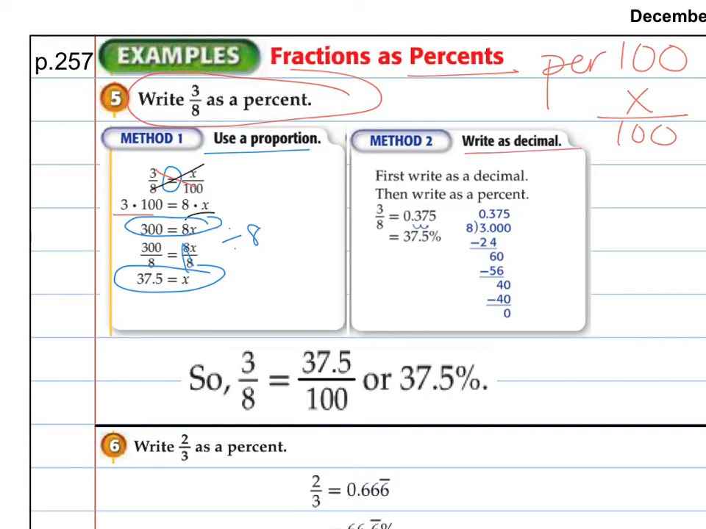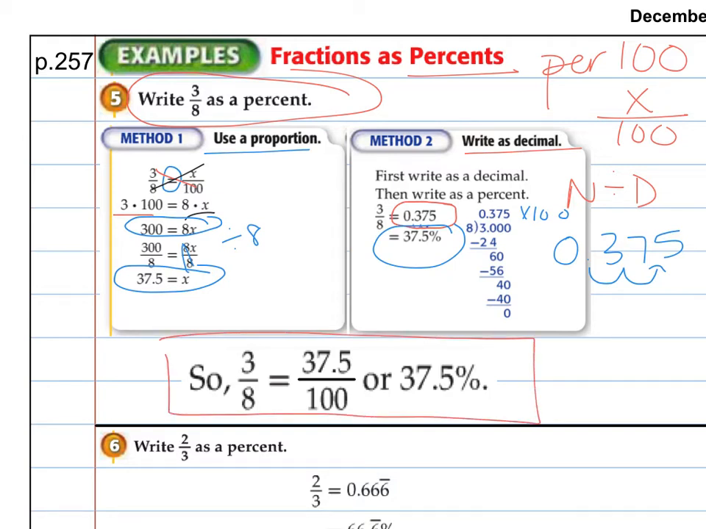Another way is you could write as a decimal and then do what we just did on the previous page. So write as a decimal, which is really just dividing the numerator by the denominator. And we get 0.375. To change that decimal to a percent, we move it 2 places to the right, multiply by 100, and then we are at 37.5% again. So we can conclude that 3/8 is equal to 37.5 out of 100, which is the same as 37.5%. Couple options, pick what works for you.